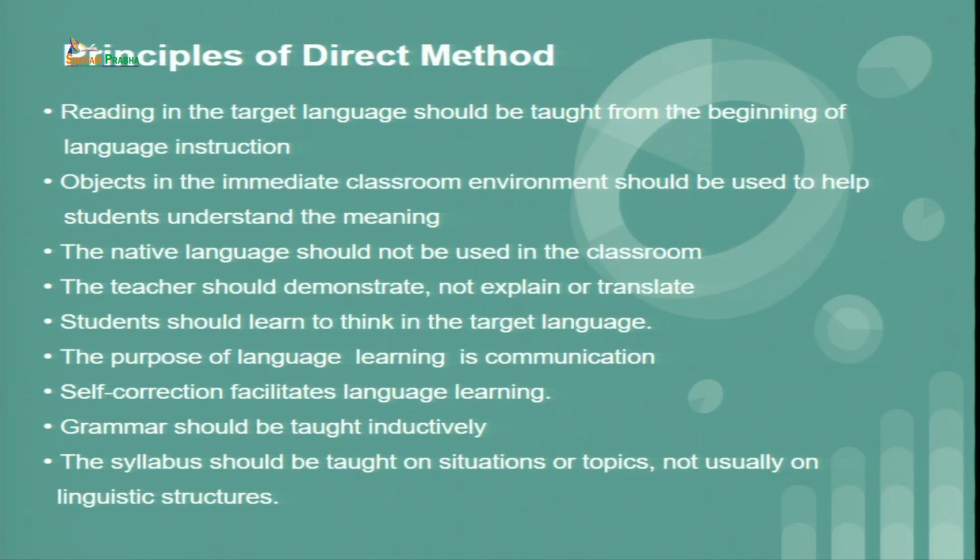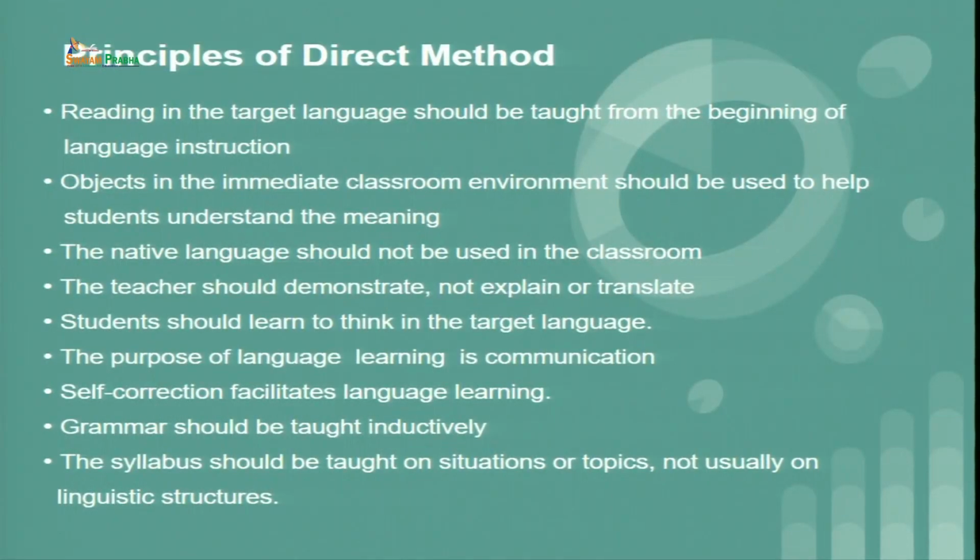Reading in the target language should be taught from the beginning of the language instruction. So reading takes place, and students read out each and every sentence. The teacher demonstrates the meaning, or locates the meaning of that particular sentence, by pointing towards the object that is being used in the immediate classroom. The second point, as mentioned in the slide, says that objects in the immediate classroom environment should be used to help students understand the meaning. That is something we have just understood.